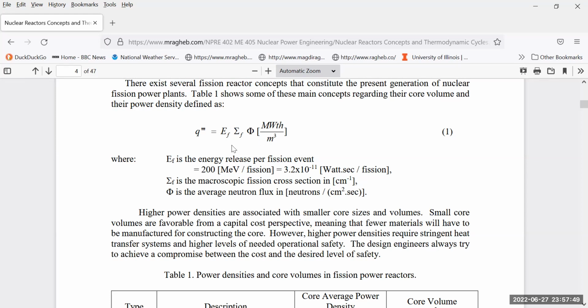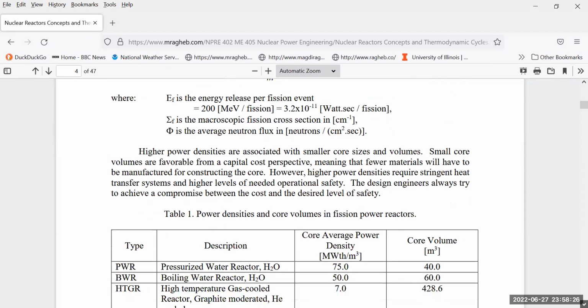And in that case, we are going to figure it out later on. It's a product of the flux, the average neutron flux in neutrons per centimeter squared per second, multiplied by what we are going to call the macroscopic fission cross-section, multiplied by E sub F, which is the energy release per fission event. In some textbooks, it's 200 million electron volt per fission. In earlier chapters, because we cannot extract the energy of the anti-neutrinos, we suggested it should really be 180 million electron volt per fission event.